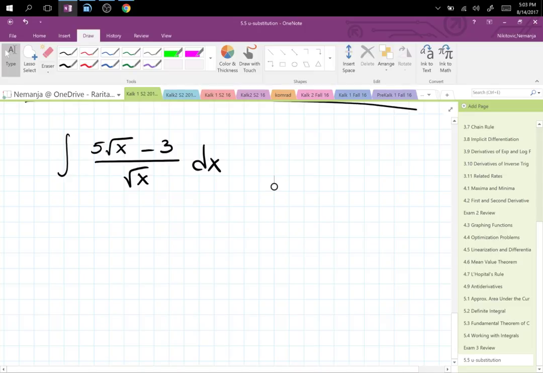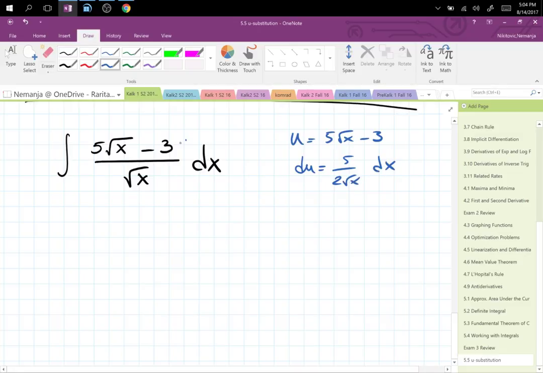All right, so what is the substitution? What's the substitution? How much? You can. So u equals 5 root x minus 3. And the du is the derivative of this. So 5 over 2 root x dx.